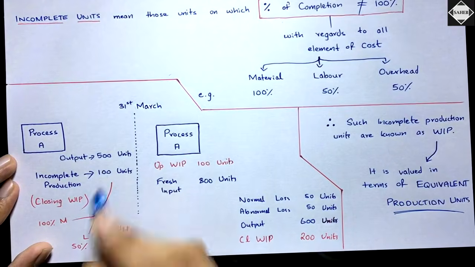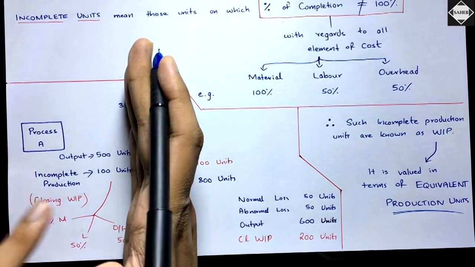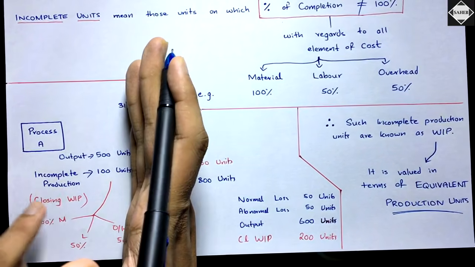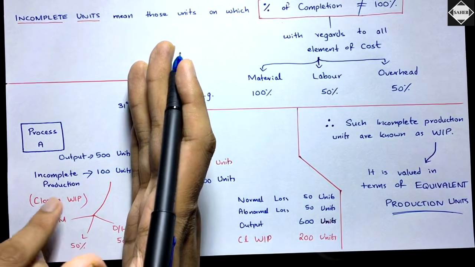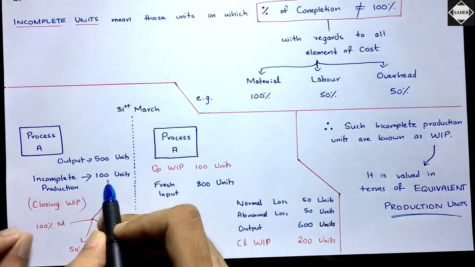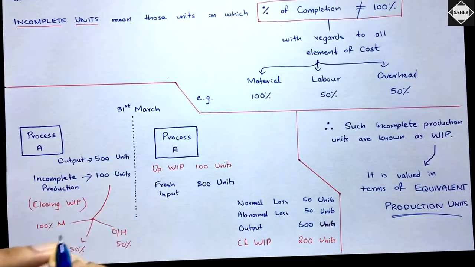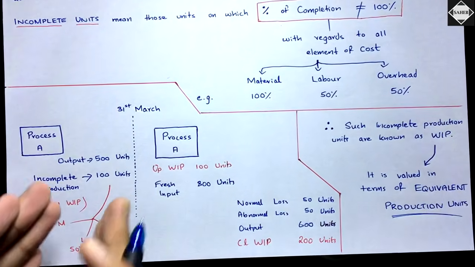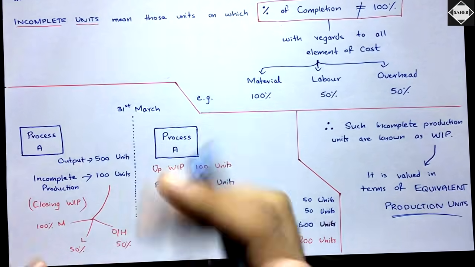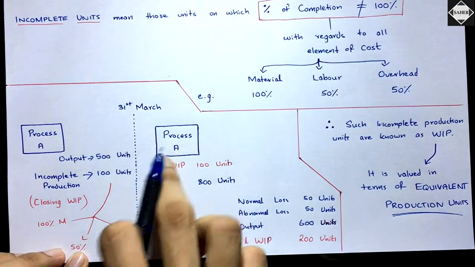Fine. So what is this? At the end of the period, you have incomplete production. This is closing WIP, closing work in progress. These are the units that are there in the machinery. The entire work is not completed. This is closing WIP.